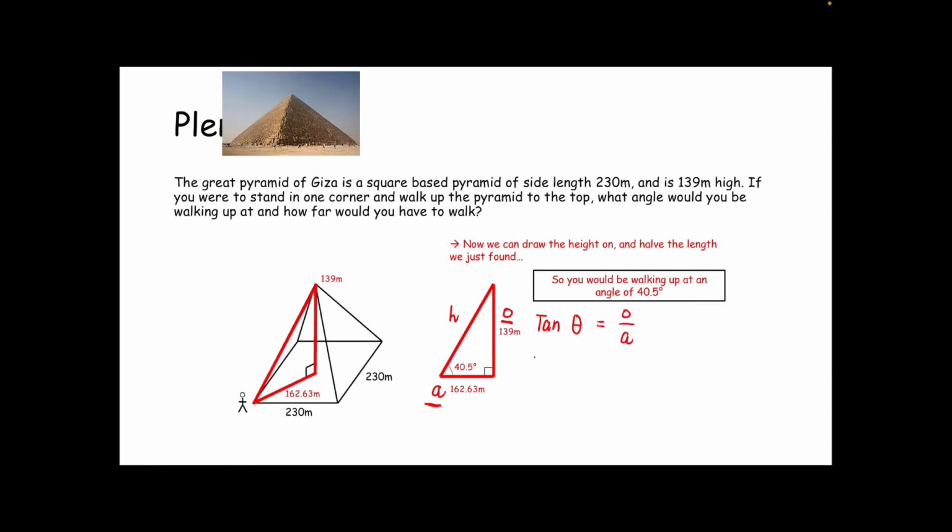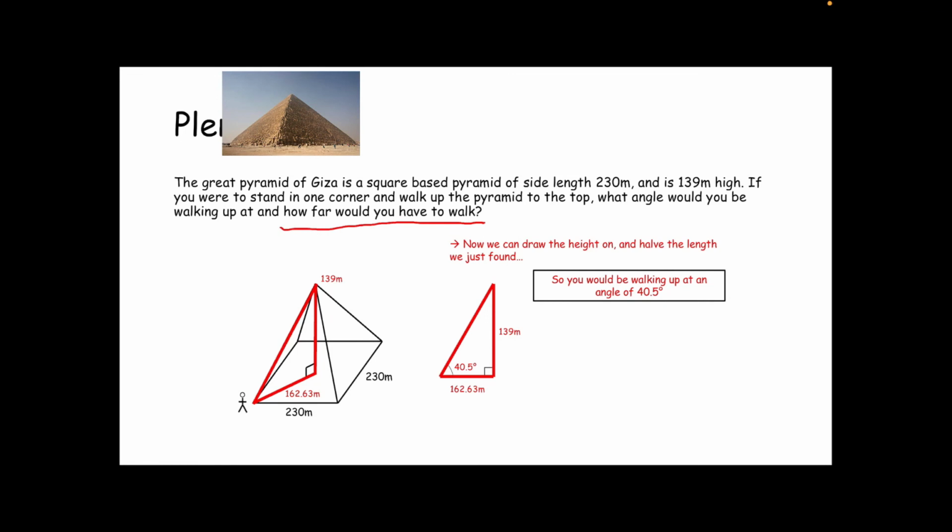Tan of our angle is equal to our opposite over our adjacent. This gives us tan of our angle is equal to 139 over 162.63. To find our angle, we inverse tan 139 over 162.63. Substituting this into our calculator and we get an angle of 40.5 degrees.